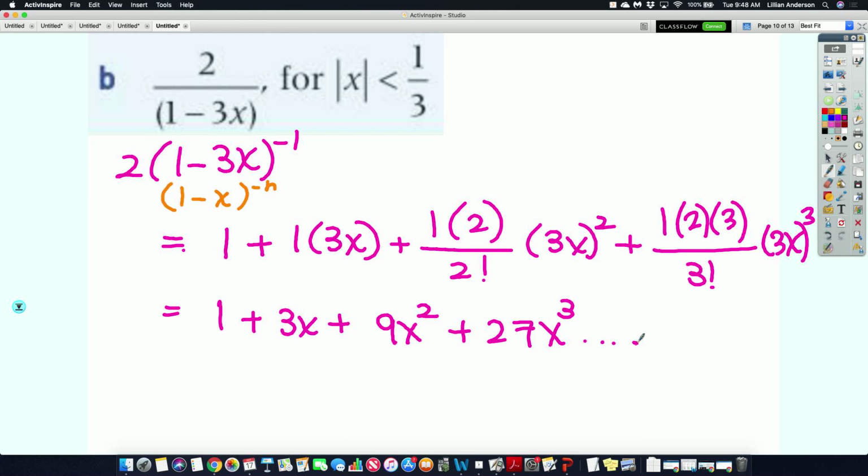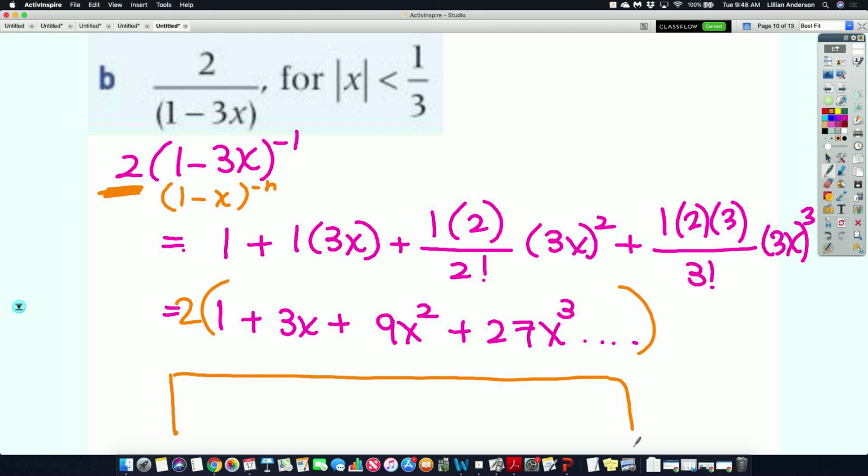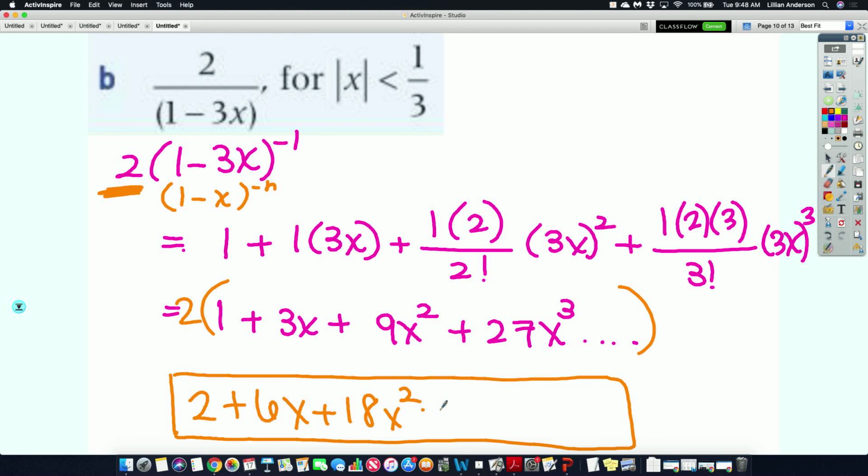Now, I have to incorporate that 2 that was on the outside. I do, but it's not too bad. All I have to do is multiply this entire thing by 2. So my final answer for this expansion up until the x to the third term is 2 plus 6x plus 18x squared plus 54x to the third.